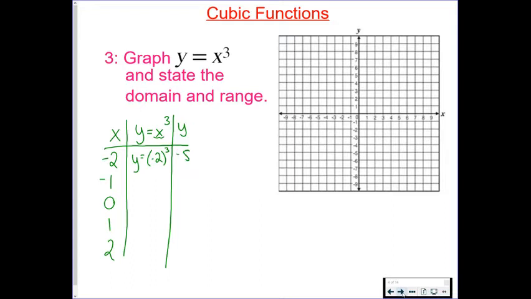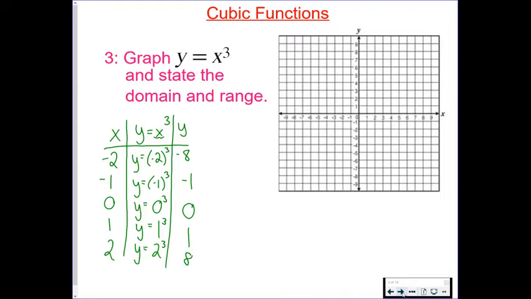-2 cubed is -8. Y equals -1 goes in for the x. -1 cubed is -1. Y equals 0 cubed is 0. Y equals 1 cubed is 1. And y equals 2 cubed is 8. So I'm just taking my x values, plugging them in, and getting the y's.